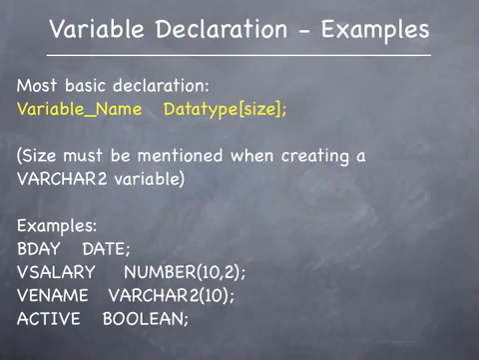The slide has a number of examples of variable declarations. The first variable is called bday and will store date type of values. The next variable is vSalary. It can store numeric data with a precision of 10 and a scale of 2. The next variable is vename. It will store character data with a maximum width of 10 characters. The variable called active is of Boolean type and it can store the values true, false, or null. When declaring a variable, each variable declaration should be terminated with a semicolon. Also note that in all these examples, the initial value that is stored for these variables will be null.